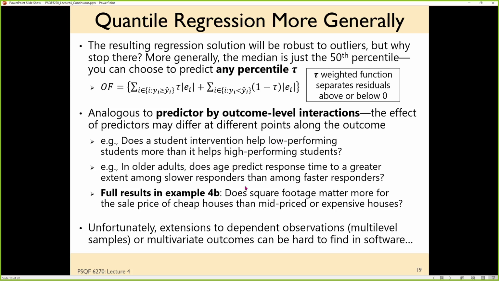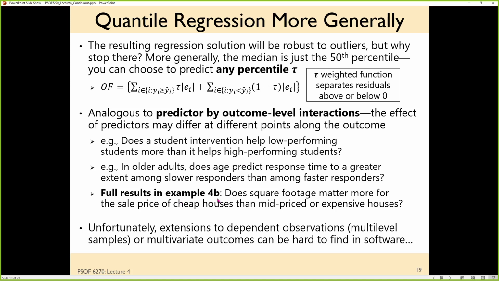Likewise, if I were looking at something like response time in older adults, is age more related to response time amongst people who are slower than people who are faster? People who are slower in response time, in which more is worse, would be, say, at the 75th percentile as opposed to the median. So if you have research questions that are kind of like an interaction, but with the DV, like, does the slope have a bigger effect on the lower section of the DV than the upper section of the DV? Then these sorts of procedures would allow you to answer those questions.